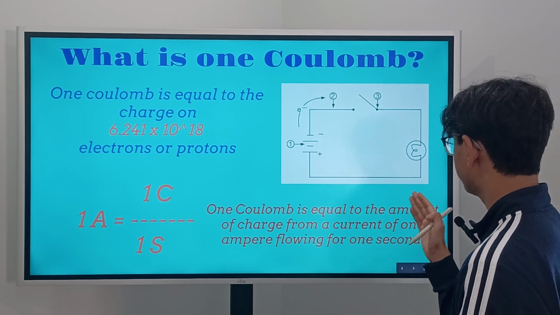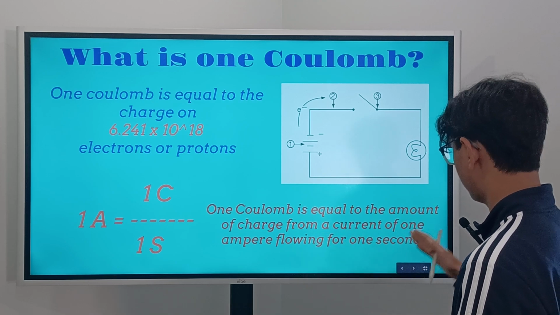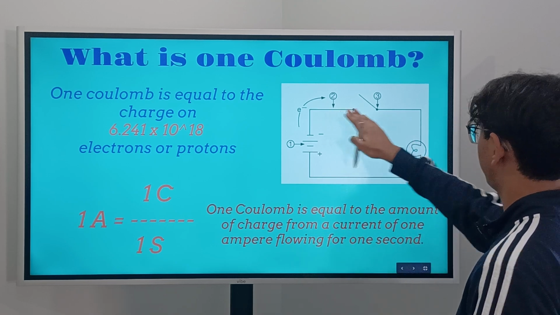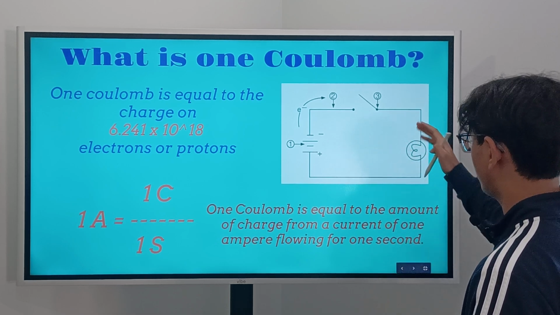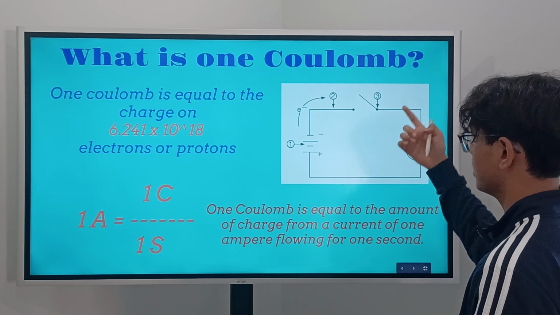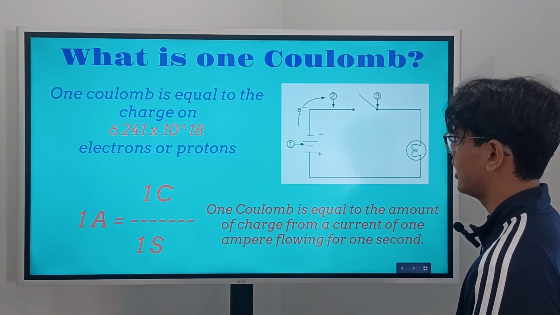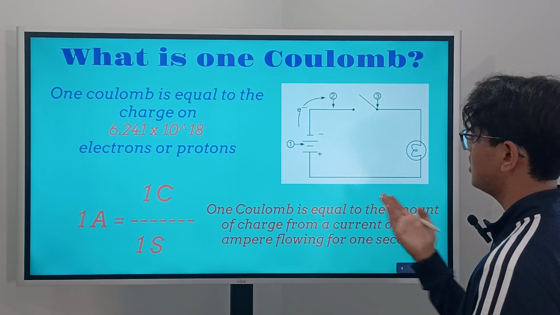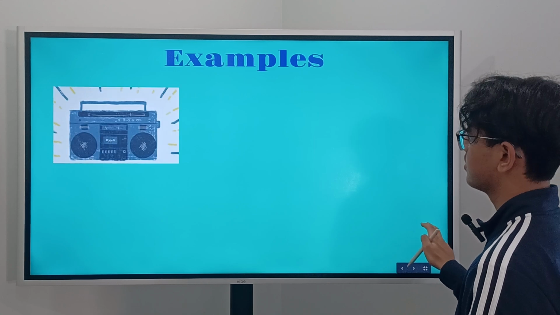So 1 coulomb is equal to the amount of charge from a current of 1 amp flowing for 1 second. Basically, at any given point in the circuit, 1 coulomb would be equal to the amount of charge that is passing per second, and that is also represented as 1 amp. So that is what 1 coulomb is and what 1 amp is. And now we're just going to go over some examples.